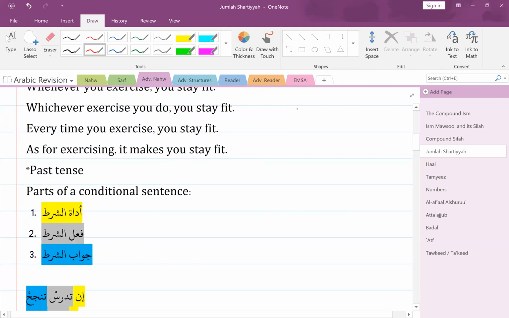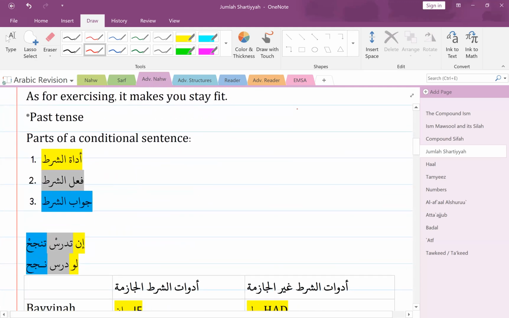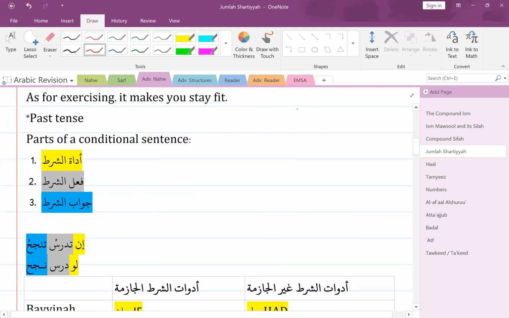All right. Now let's look at the parts of a conditional sentence. What are we looking at? There are three parts to a conditional sentence in Arabic. So there's the first part, which is the adatu shart, basically the tool of condition, the thing that gives the condition. I don't know how to call it, but let's call it an article. So there's the article of shart, adatu shart.